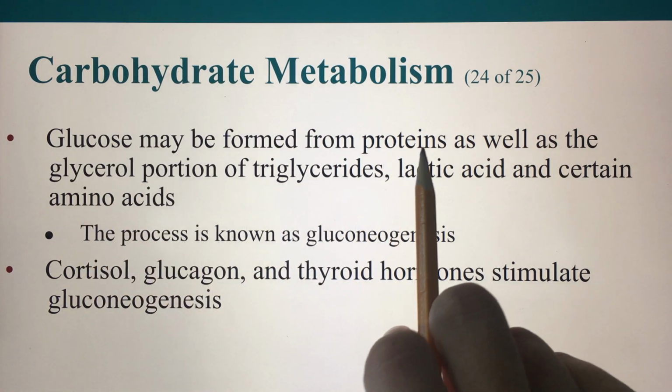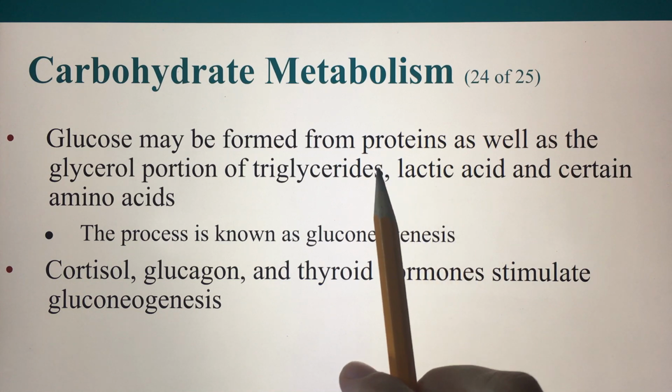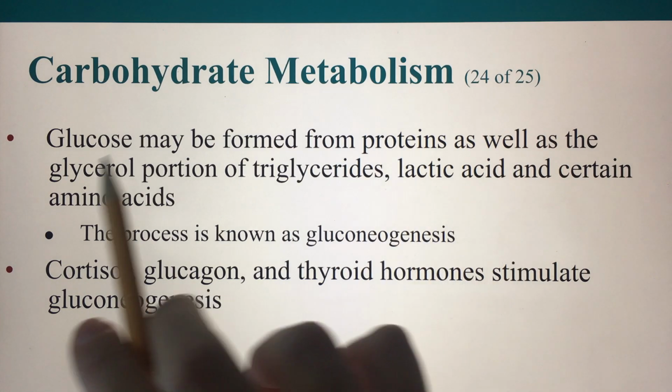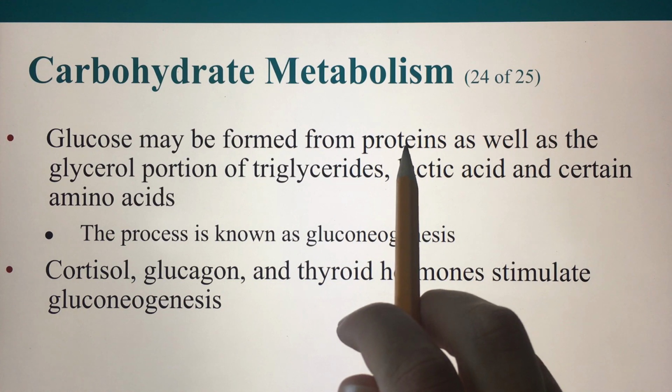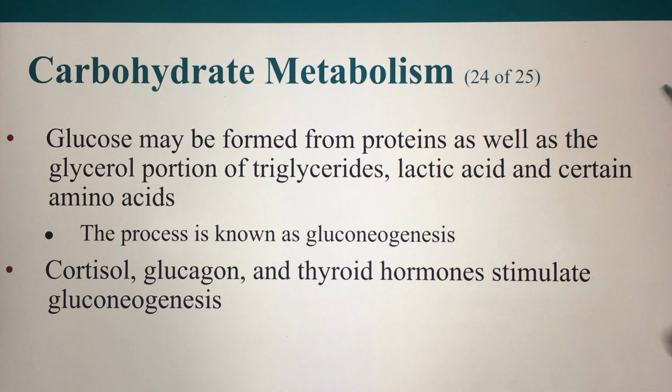Glucose can also be formed from proteins as well as the glycerol portion of triglycerides. So basically protein and fat can be converted into glucose. This process is known as gluconeogenesis. That's not gly, there's no Y, there's a U, so that means new glucose. Which hormones stimulate this process? Cortisol, produced by the adrenal cortex of the adrenal gland, glucagon, produced by the pancreas, and also thyroid hormones, produced by the thyroid gland. They stimulate gluconeogenesis.